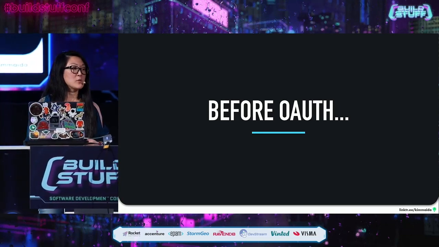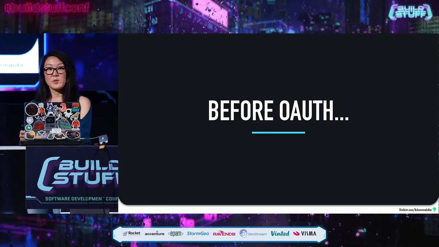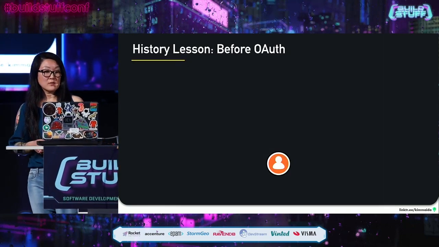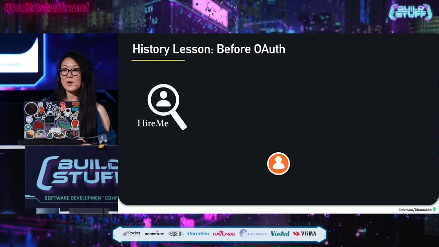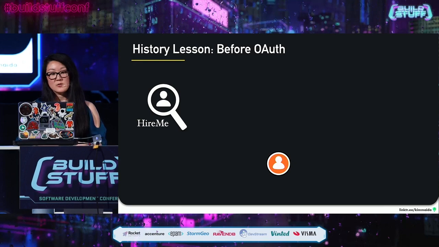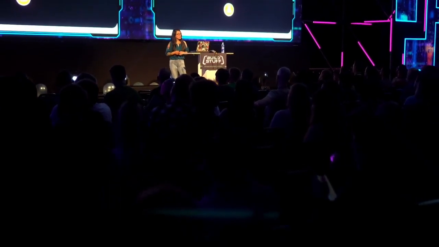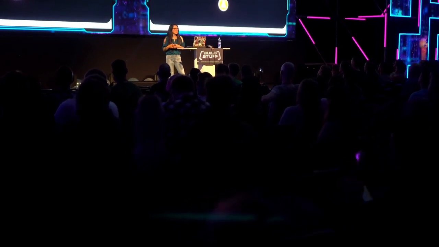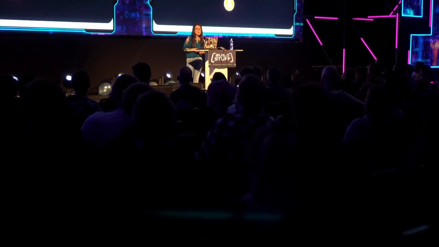Before OAuth 1.0 was created in December of 2007, if we wanted our application to access third-party resources from another party, it looked something like this. Let's say that you're a user, and you use a web app called Hire Me. This is an app that you can use to search for and apply for jobs, and then also to schedule interviews. Now let's say you also use a web app called MyCal to manage your personal calendar. And now maybe you've used HireMe to schedule a job interview and you want to be able to allow HireMe to add an event to your MyCal.